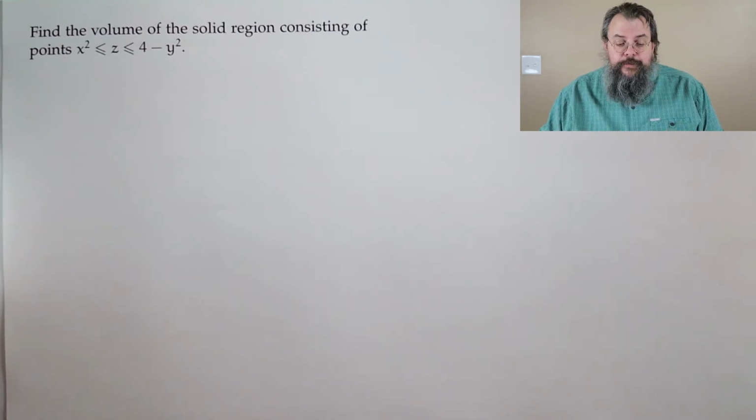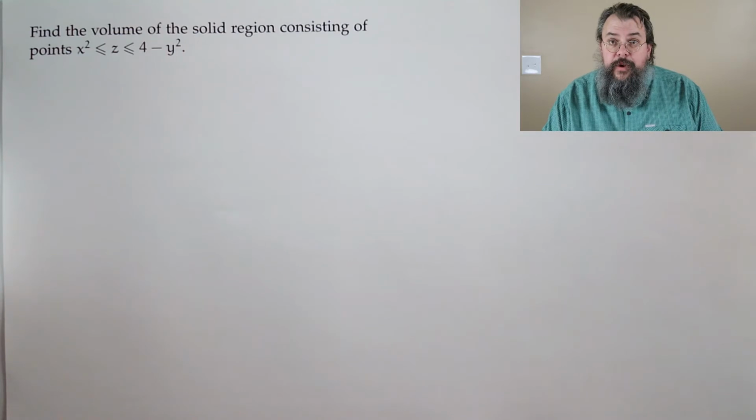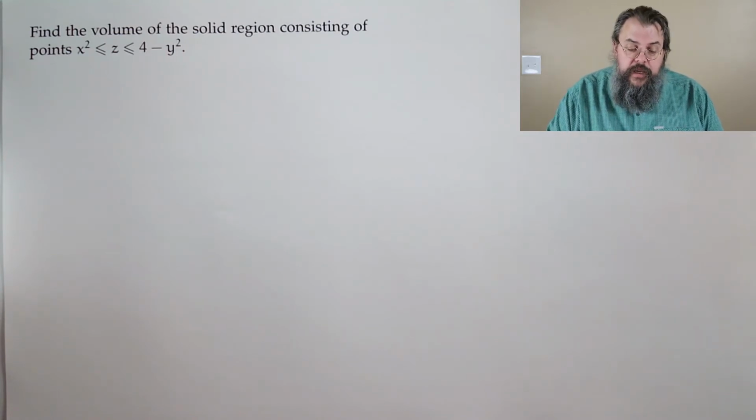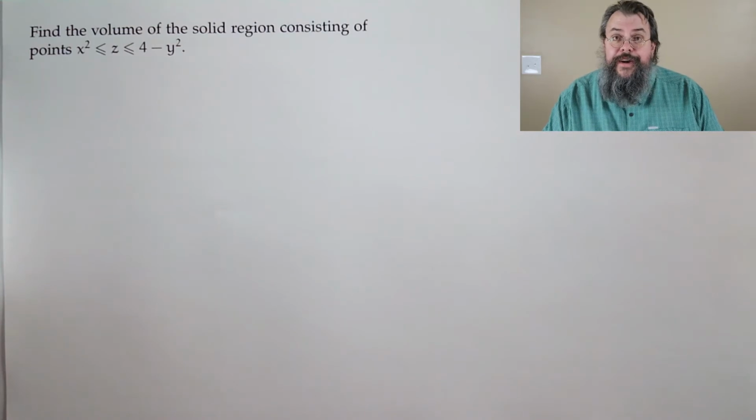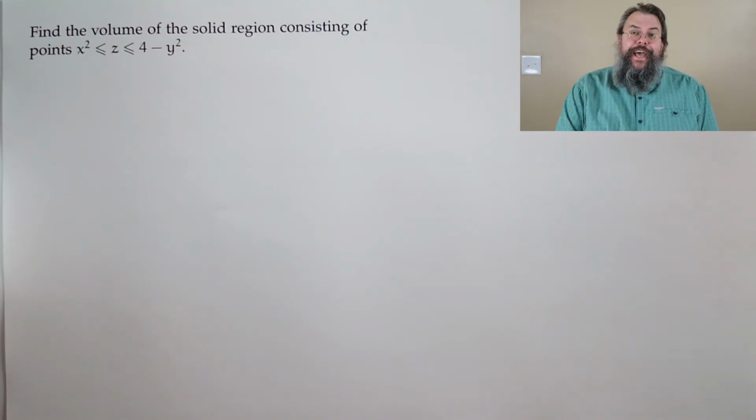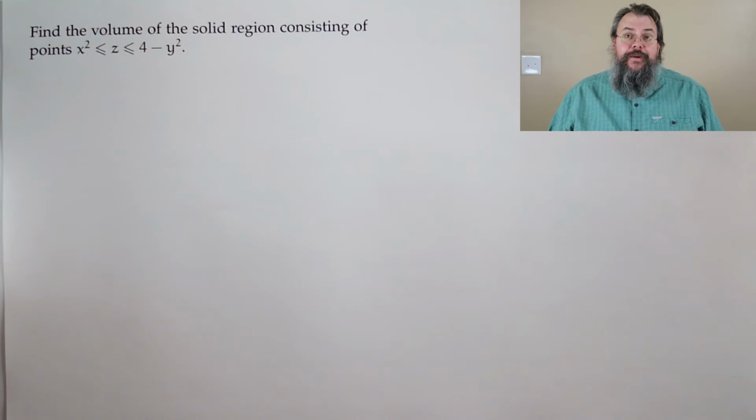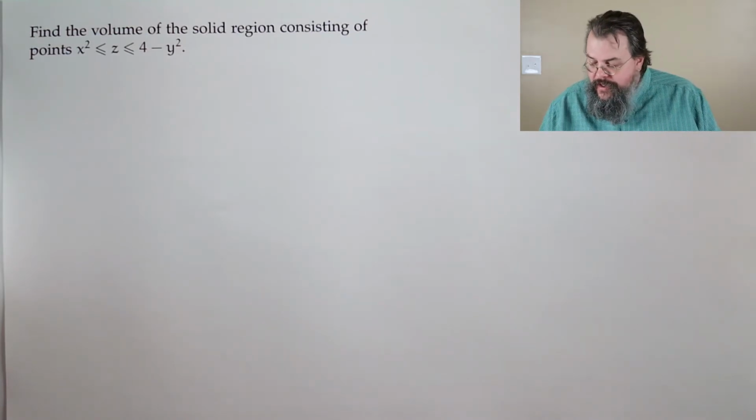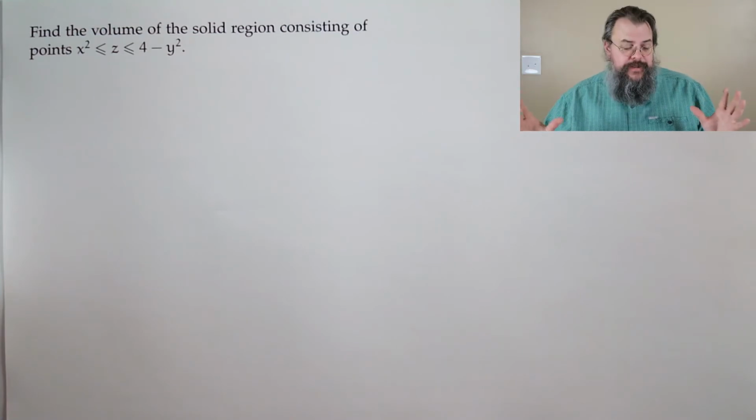Find the volume of the solid region consisting of points where x squared is less than or equal to z and z is less than or equal to 4 minus y squared. Now, what's going on? Well, we have some surfaces here. So let's see if we can get a handle on what's happening.